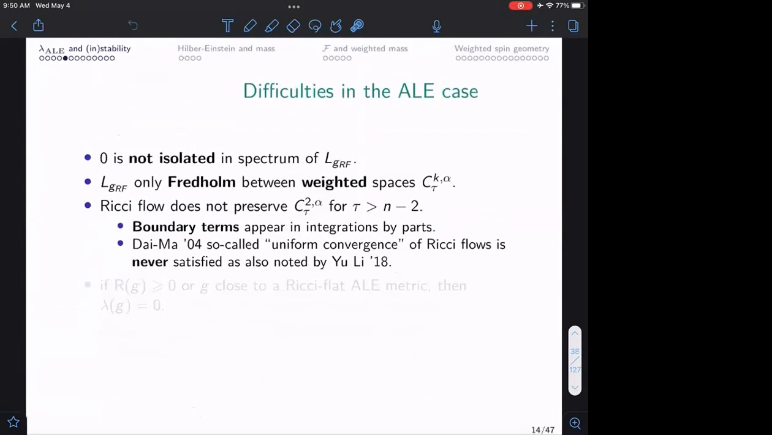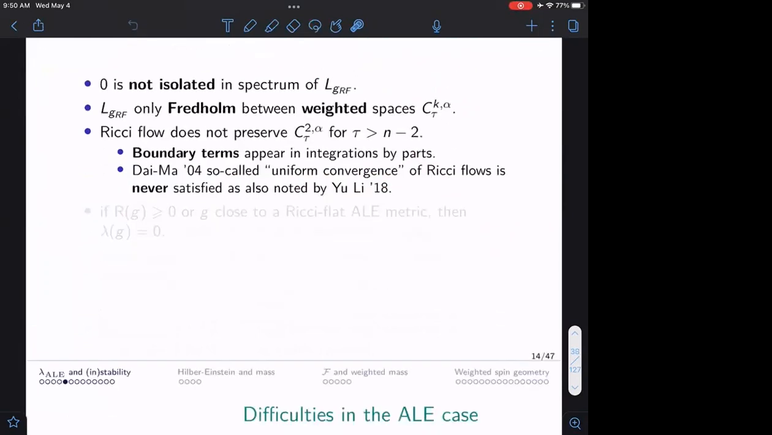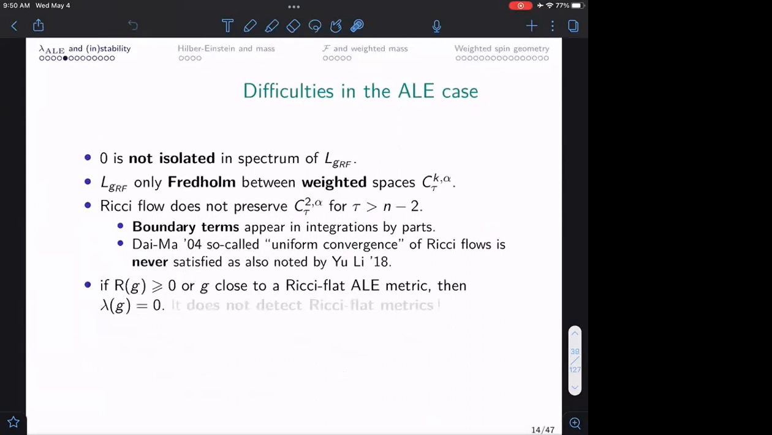At the time it was not known, but Dai and Ma thought that they could have a notion of uniform convergence and link it to mass questions, and it actually never happens. You never have uniform convergence in their sense. This was already noticed, though not stated, by Yuqiao Li in 2018. So the convergence which was expected in 2004 just doesn't happen. So we need to deal with something a bit weaker.